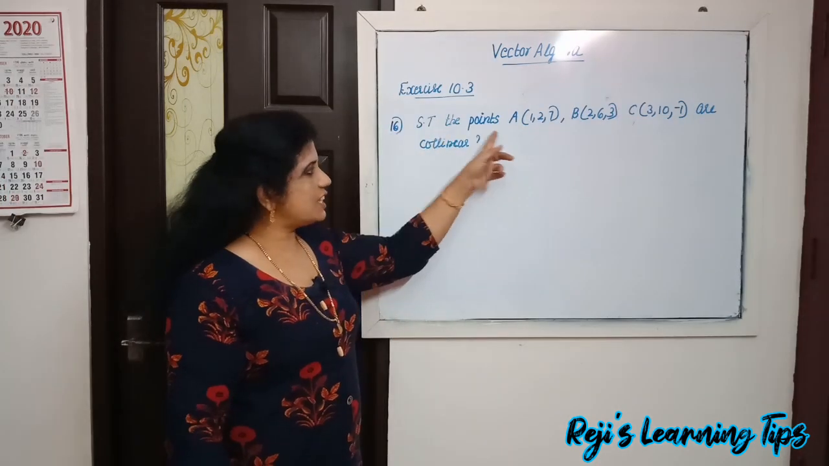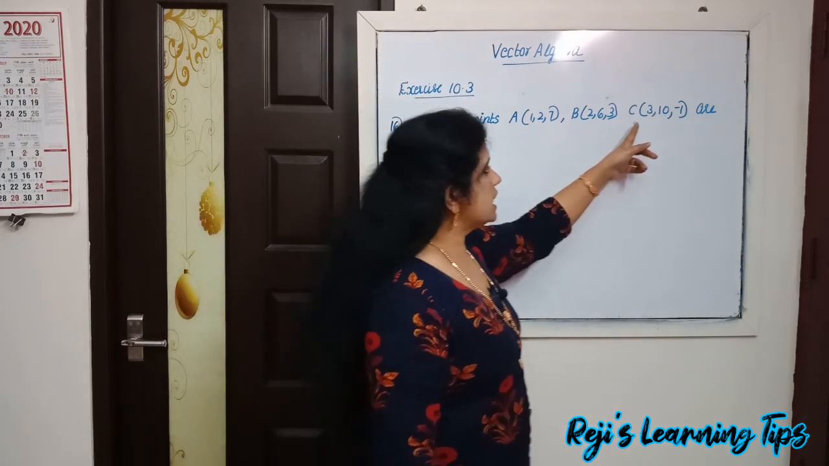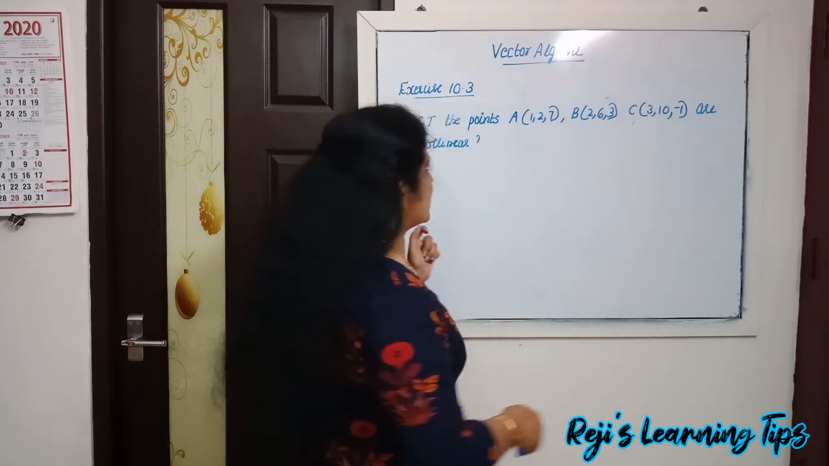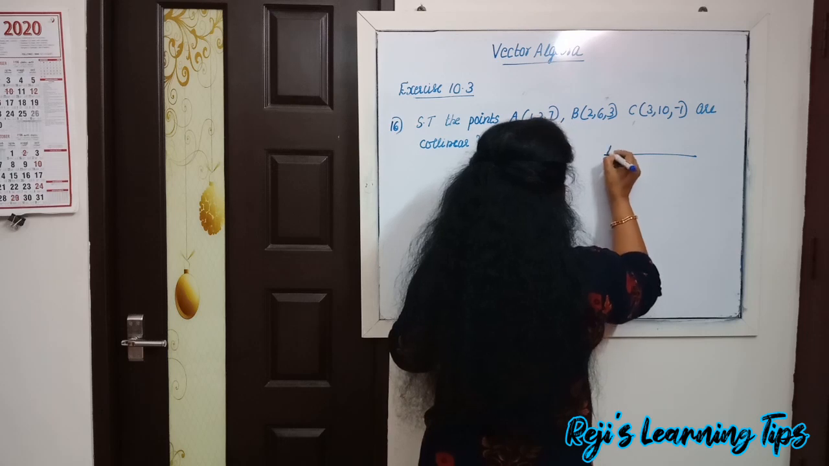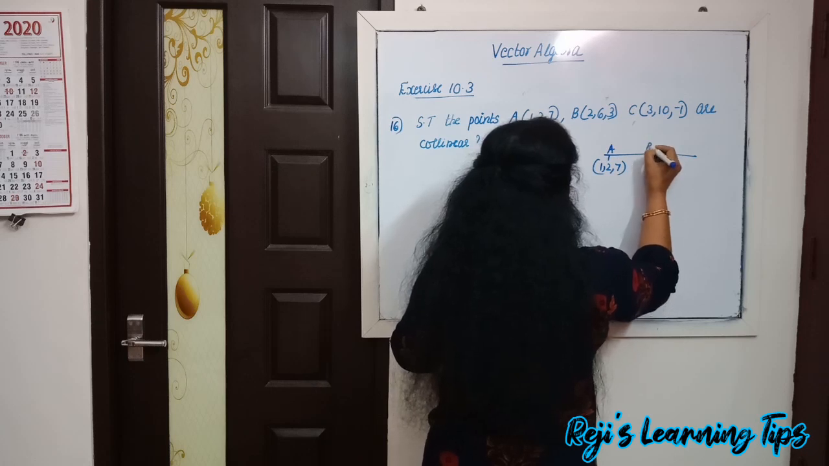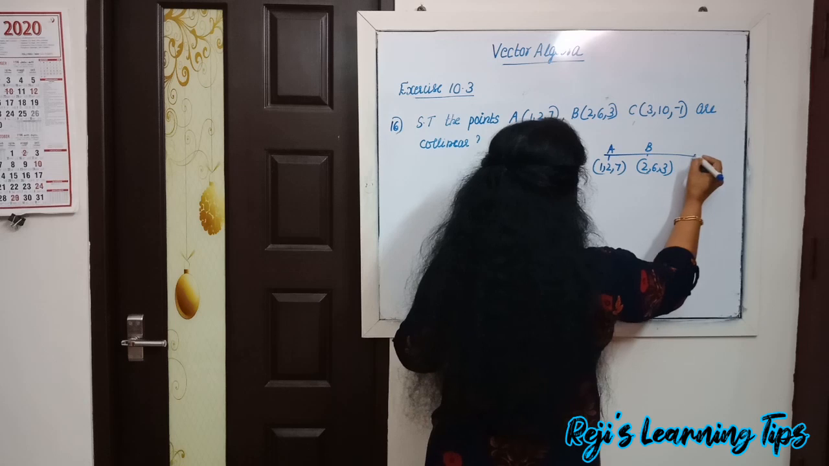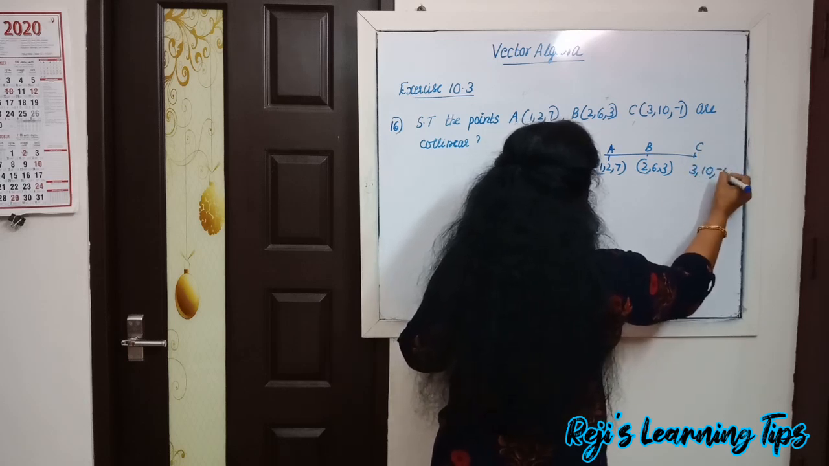Show that the points A (1, 2, 7), B (2, 6, 3), C (3, 10, -1) are collinear. Okay, how can we show that these 3 points are collinear? A is (1, 2, 7), B is (2, 6, 3), then C is (3, 10, -1).